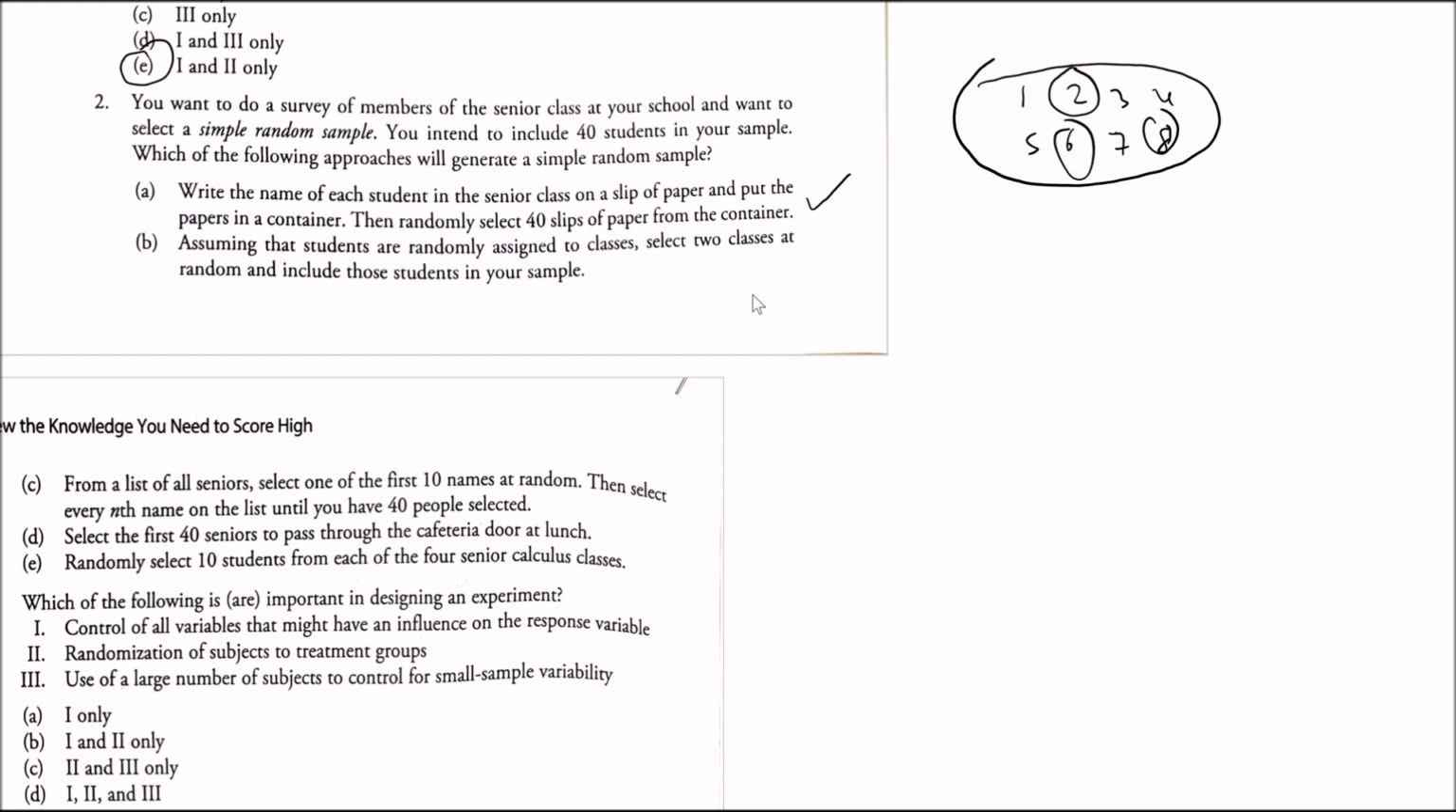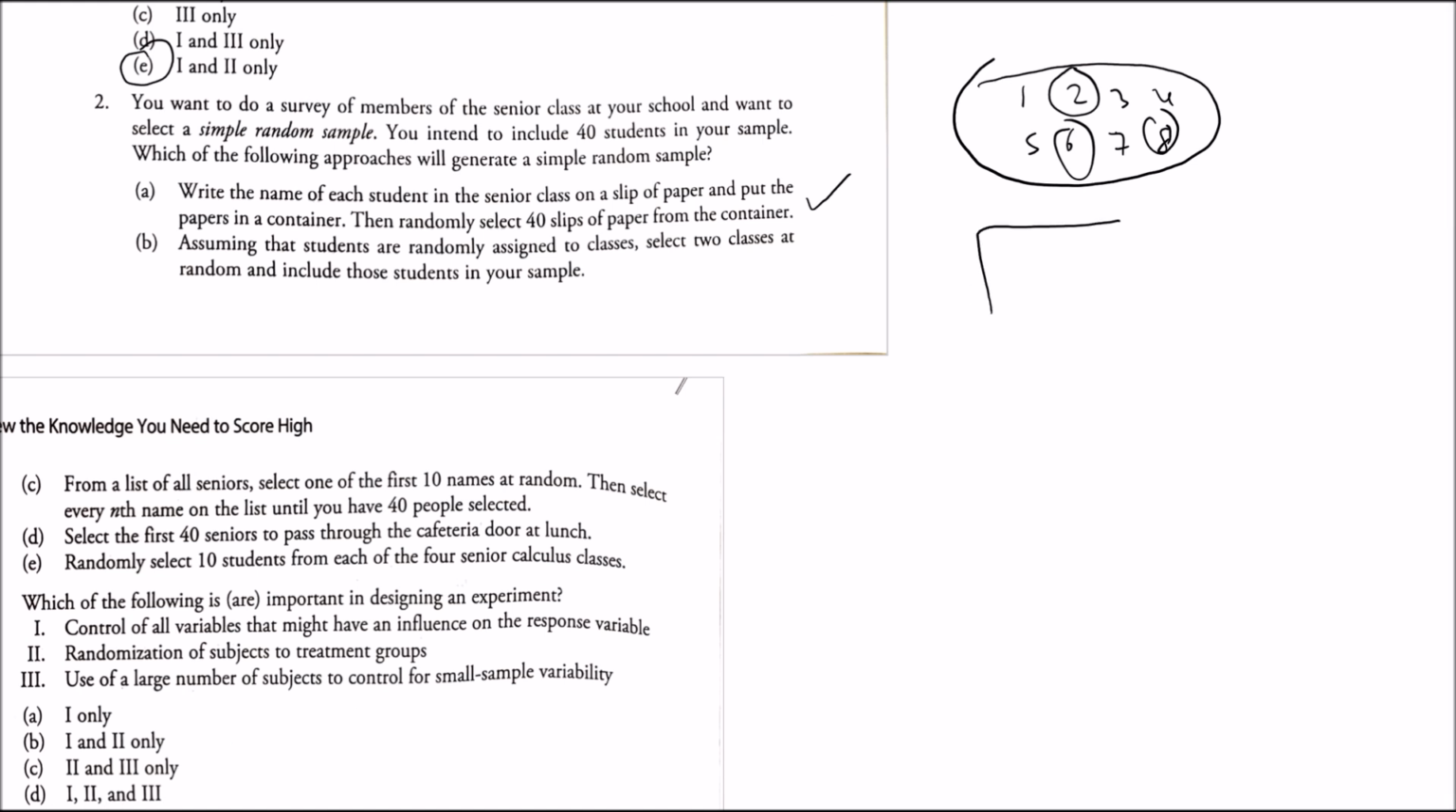Or randomly select X amount of students and then pick 40 of them. But each group of 40 students is equally likely to be selected, right? That's what we're looking at here. Now, if we look at part B, that's a probability sample, but it's not a simple random sample because each group of, say, 40 students is not equally likely to be selected.